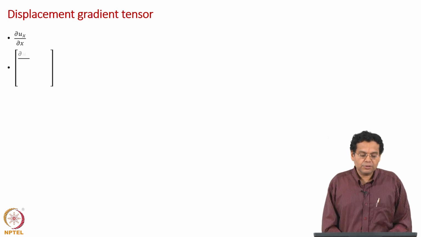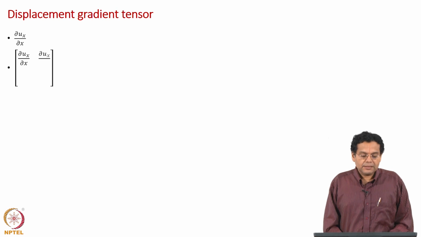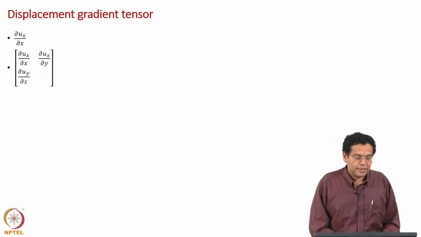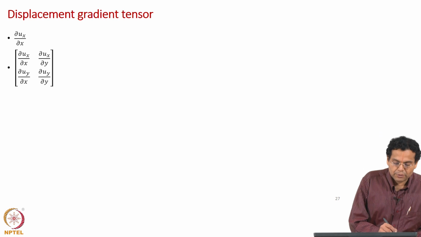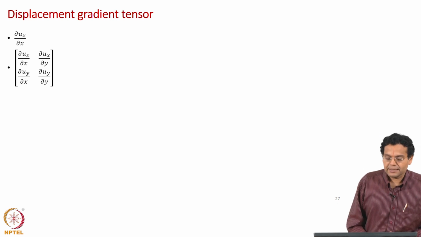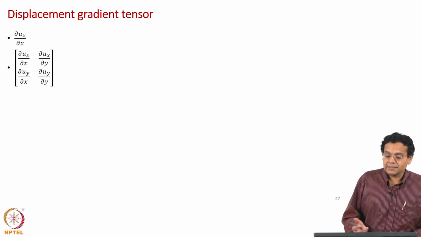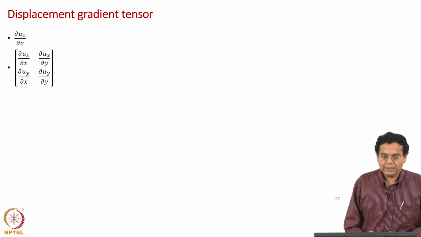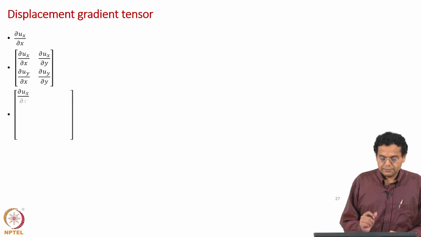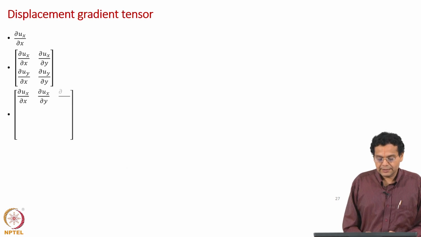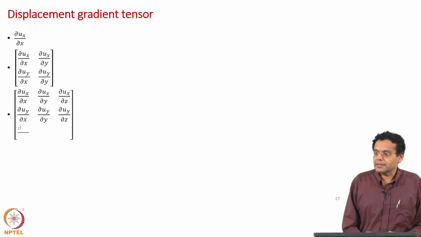We slowly moved on to 2D, and then we wrote dou ux by dou x and then dou uy by dou x for particles along the x axis, and for particles along the y axis it was dou ux by dou y, dou uy by dou y. Now, in the just previous slide we have moved to the 3 dimensional case, and we have got 9 entries for the displacement gradient tensor.